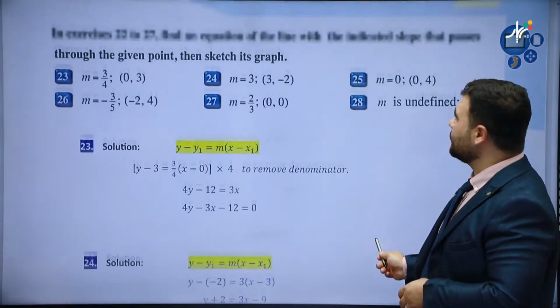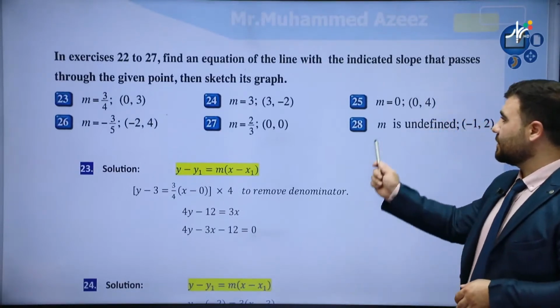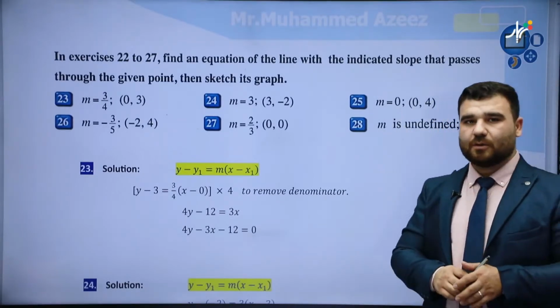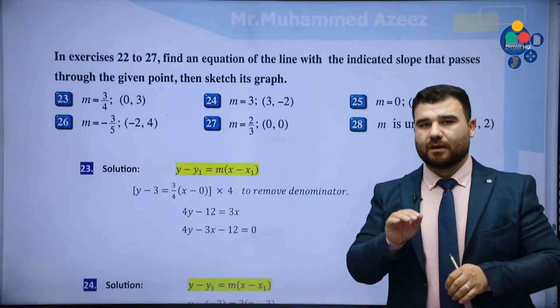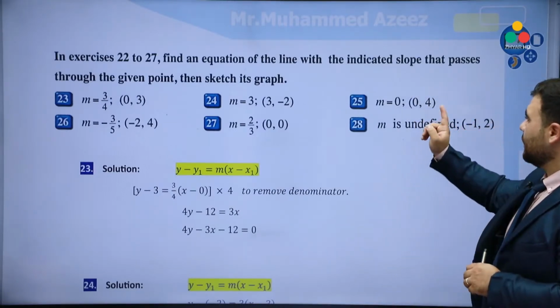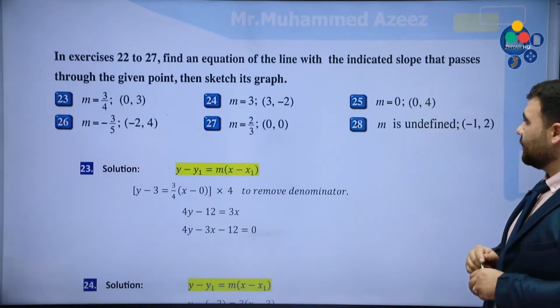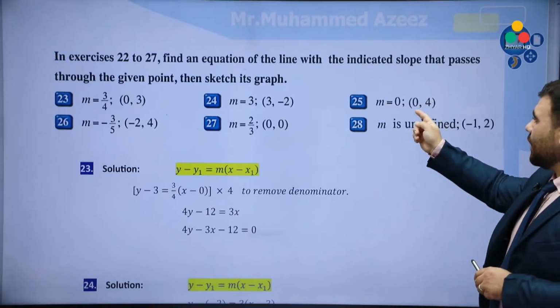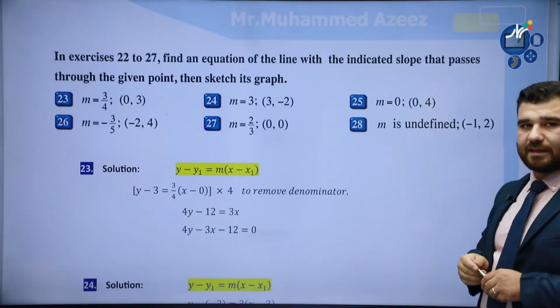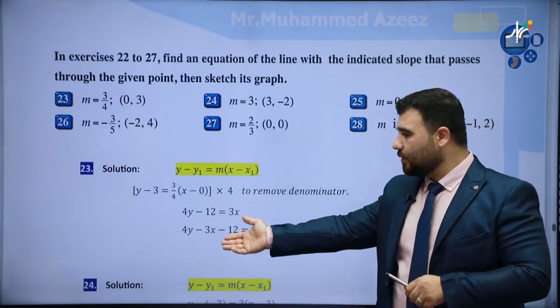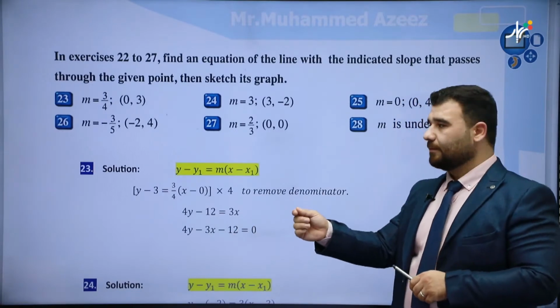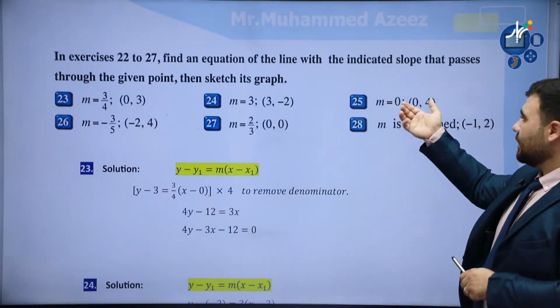25, if you look at the question, slope is 0. When slope is 0, we are dealing with a horizontal straight line. When we have a horizontal line, what matters is the y value. We can directly say y equal 4 is the equation of the line. Or we can follow this rule. At the end, we will see y equal to 4.